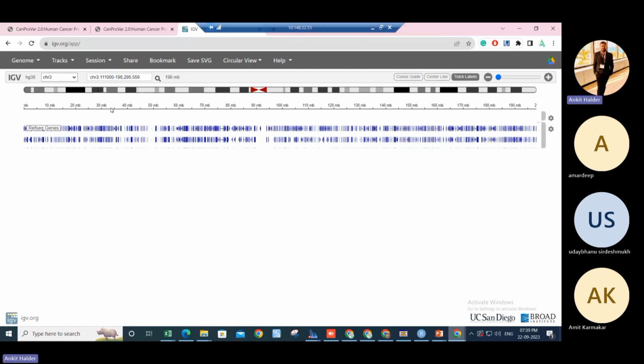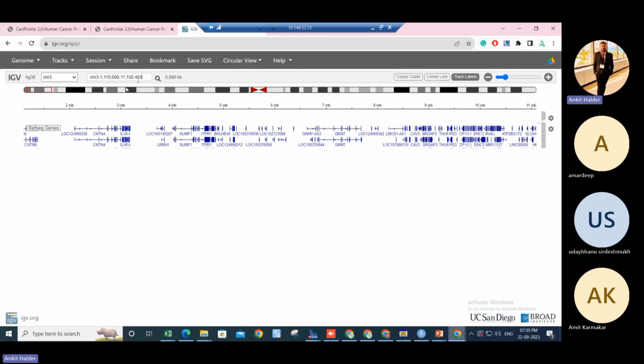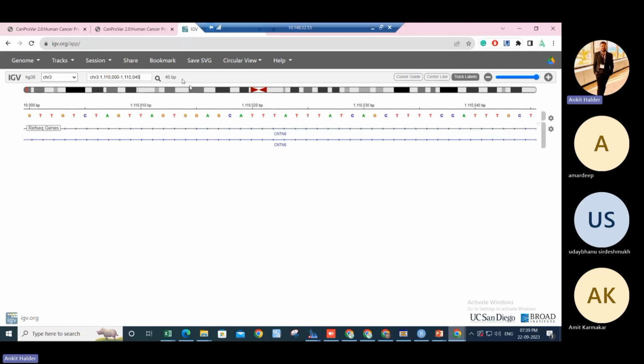11000 to... okay, so I'll just remove one. So what we are finding is that we are now looking at a certain stretch of 46 base pairs. These are the RefSeq genes. Now you can understand this is the portion where the genes are, meaning it will produce your functional protein or functional RNA at that level. This is a 46 base pair length stretch that we are looking at.